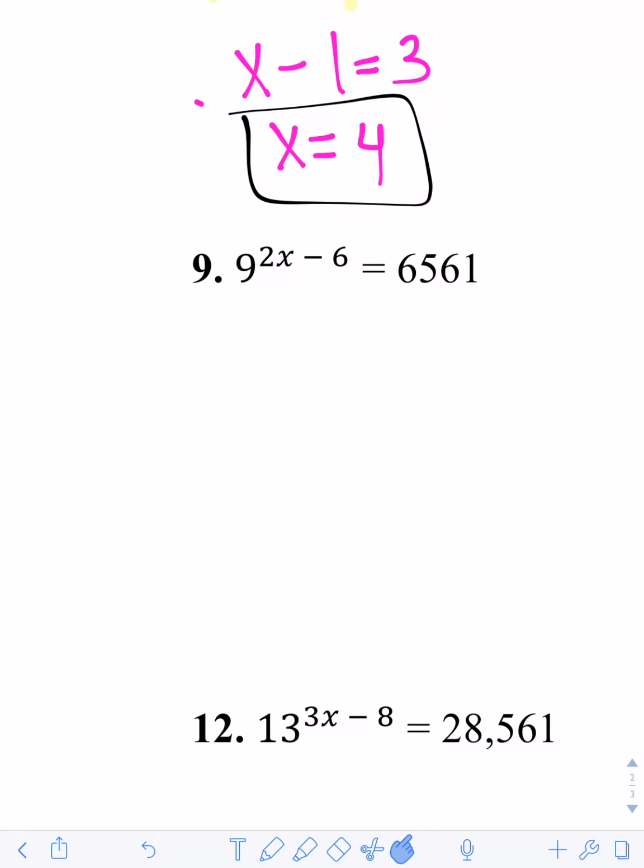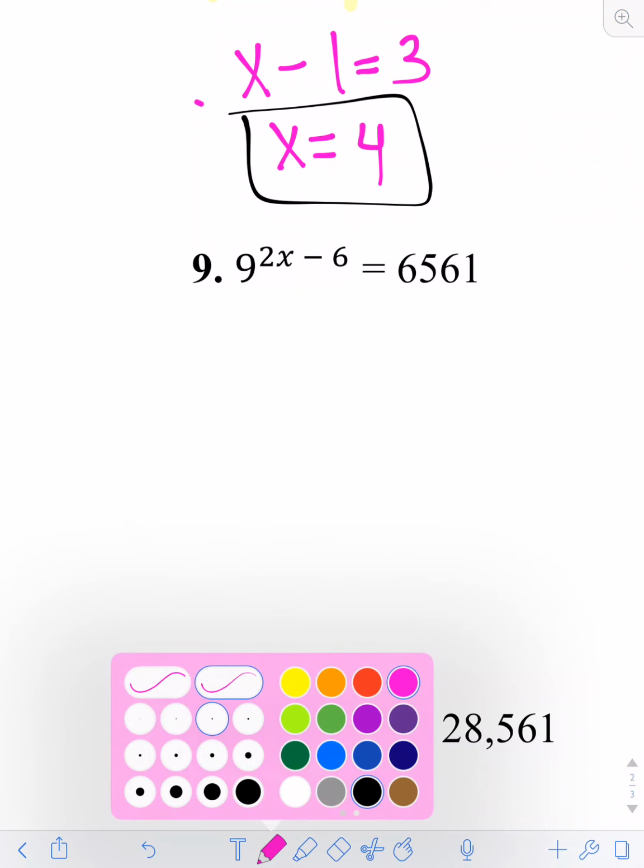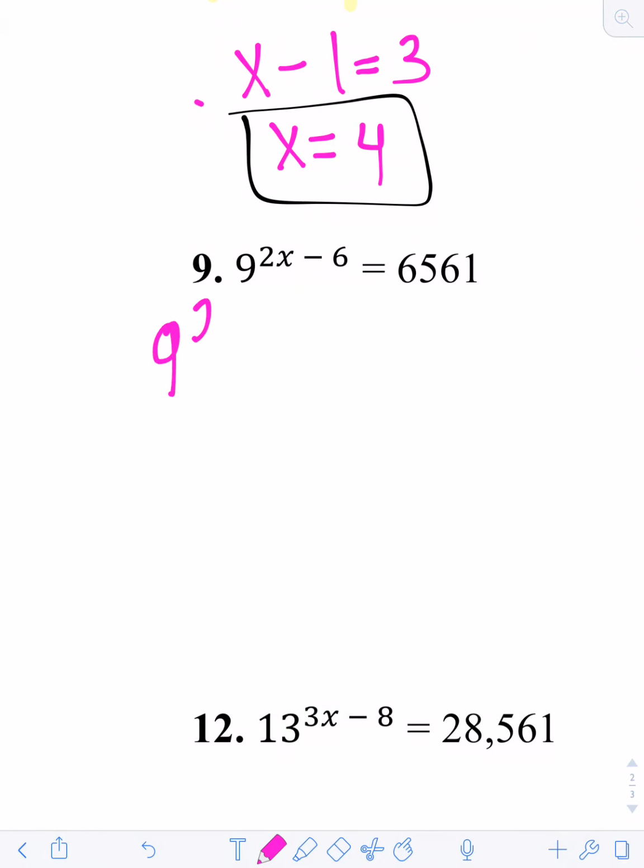All right, number 9. So I know that I have 9 to the power of 2x minus 6, and that's equal to 6,561. For that, again, I know my base is going to be 9 because I need them to be the same. So just type in the calculator 9 to the power of 1, 9 to the power of 2, 9 to the power of 3, 9 to the power of 4 until you get 6,561, and it comes out to the power of 4.